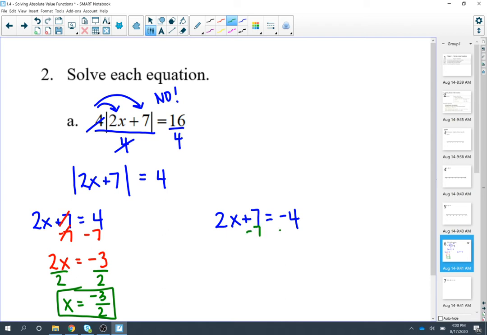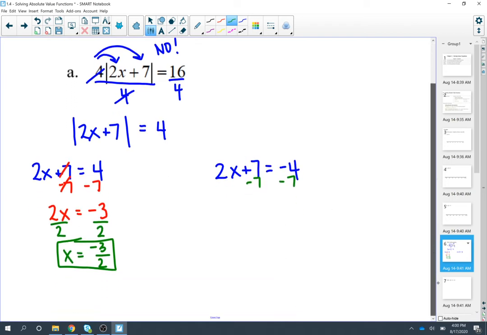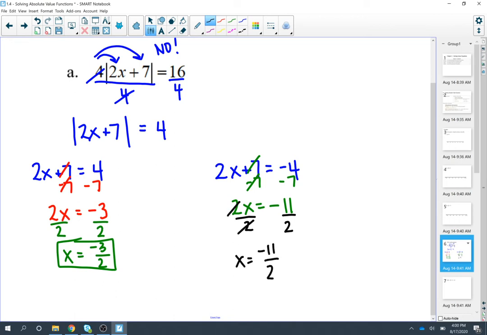On the other side, 2x plus 7 equals negative 4. I'm going to subtract 7, which is going to give us 2x equals negative 11. Then I'm going to divide by 2, which is going to give us x equals negative 11 halves. And we're done.